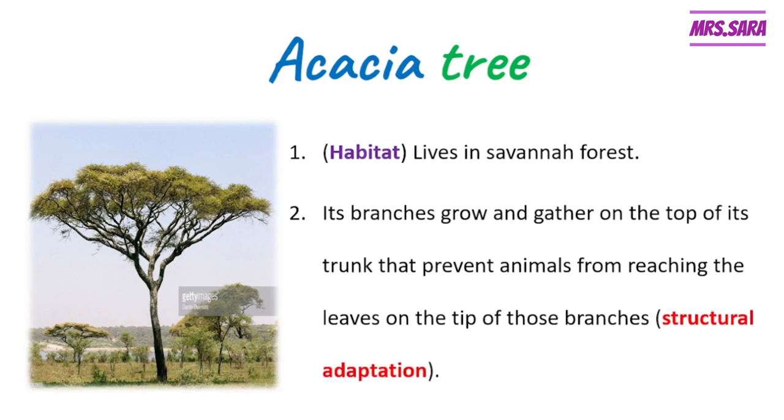Do you remember? Super. Its branches grow and gather together, as you can see here, on the top of its trunk. This is the trunk of the acacia tree, and these are the branches of the acacia tree. The acacia tree's branches grow and gather together on the top of its trunk. Why? To prevent animals from reaching and eating its leaves, right? So this is the structural adaptation of the acacia tree.